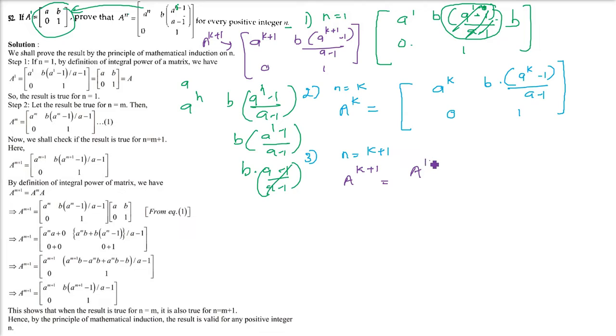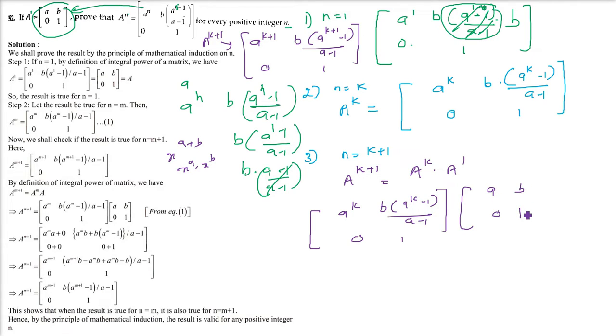Okay. So we'll try to get that what I have written in the purple in the above part. So this is a to the power k into a. So as I said, x to the power a plus b is nothing but x to the power a into x to the power b. So a raised k dot a raised 1. So that is this a raised k. Let me write it here. A k, b, a k minus 1 by a minus 1 and 0, 1. So this has to be multiplied with this a, b and 0, 1.